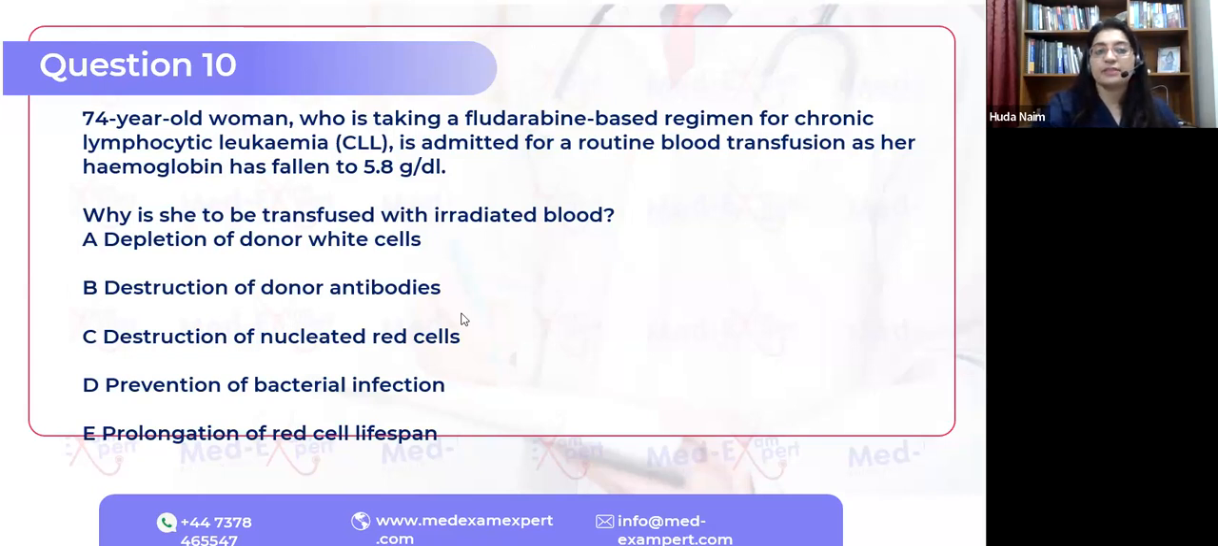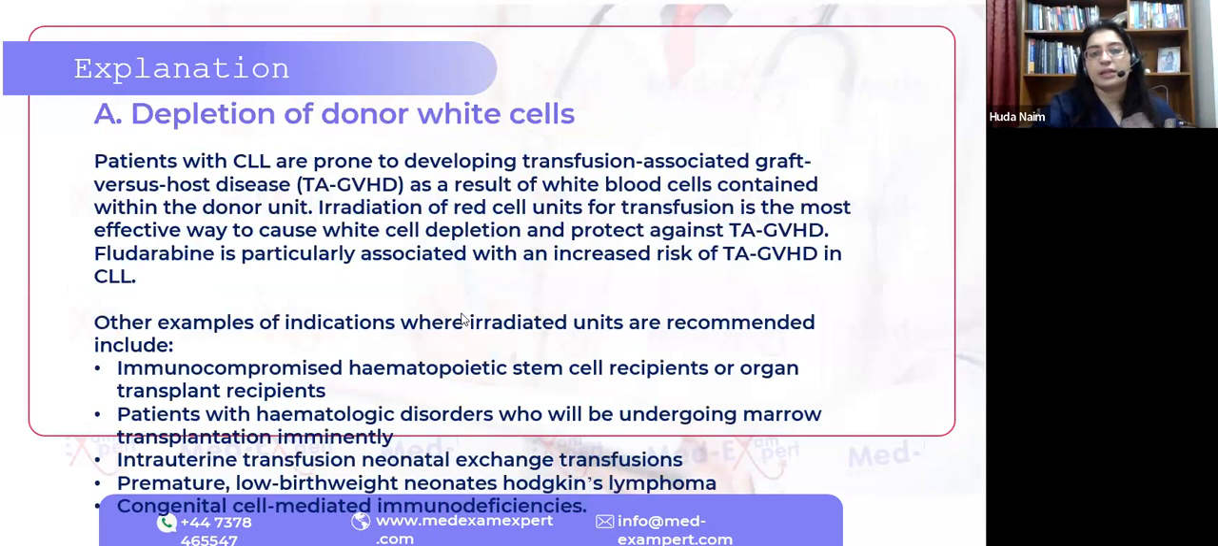Okay, so you have a 74-year-old woman who's taking a fludarabine-based regimen for chronic lymphocytic leukemia, and she has to be transfused with irradiated blood. So why would you use that? Because irradiated blood would deplete the donor white cells, basically. So that would prevent transfusion-associated graft versus host disease. So you can use irradiated units when the patient is immunocompromised, when they have some hematological disorders, if they have some intrauterine infections, or if they have some congenital immunodeficiency. So all of these are conditions where you would be using irradiated blood.